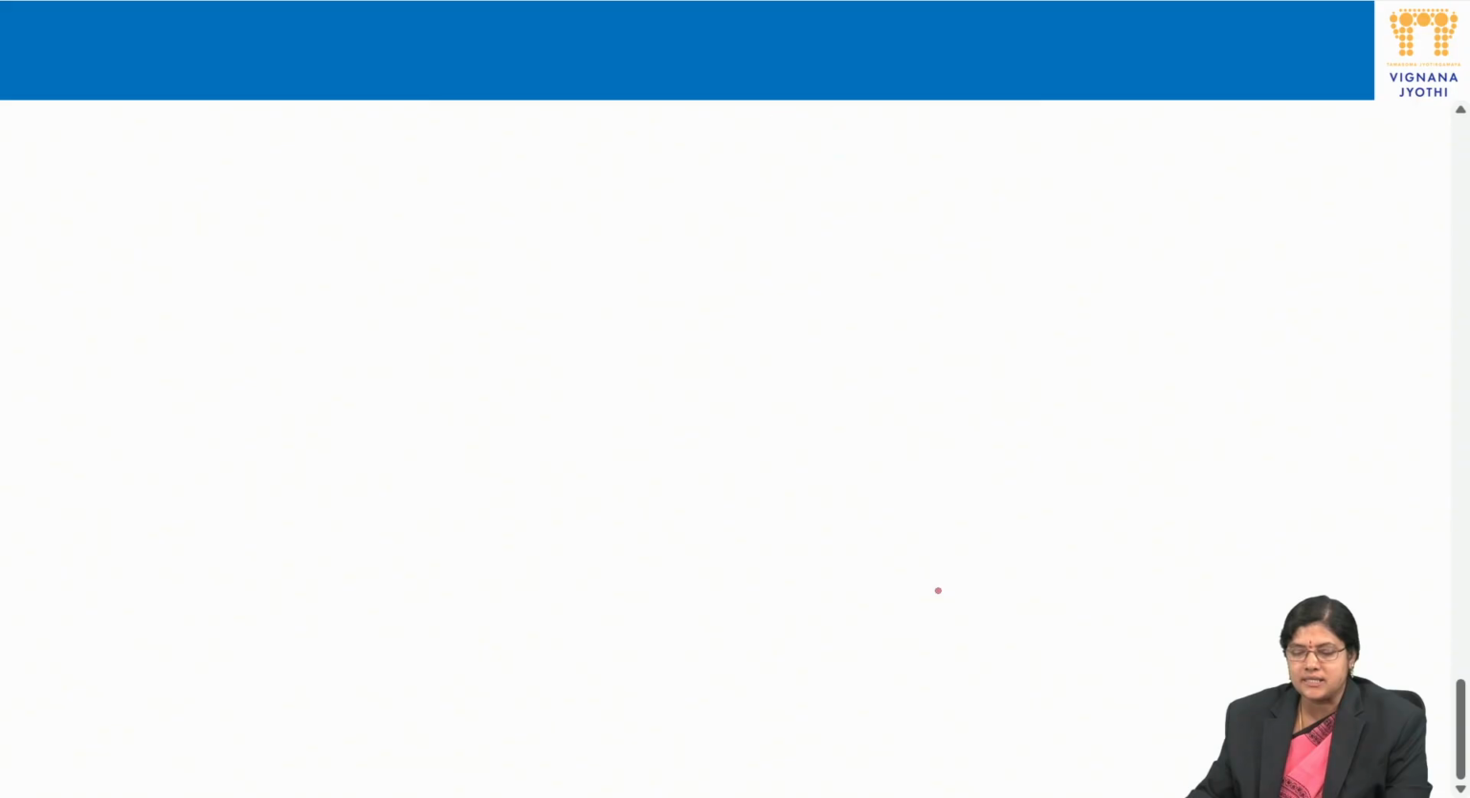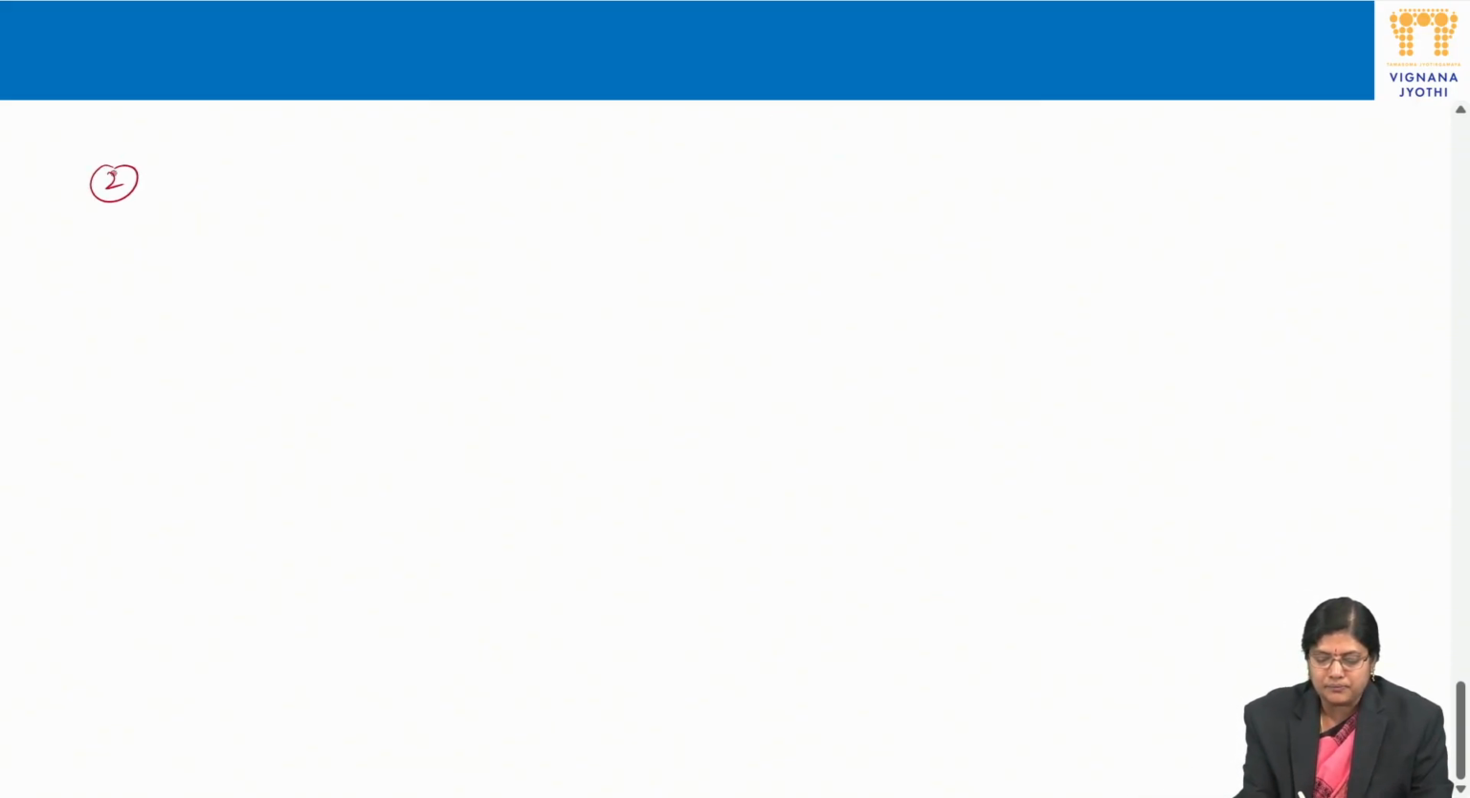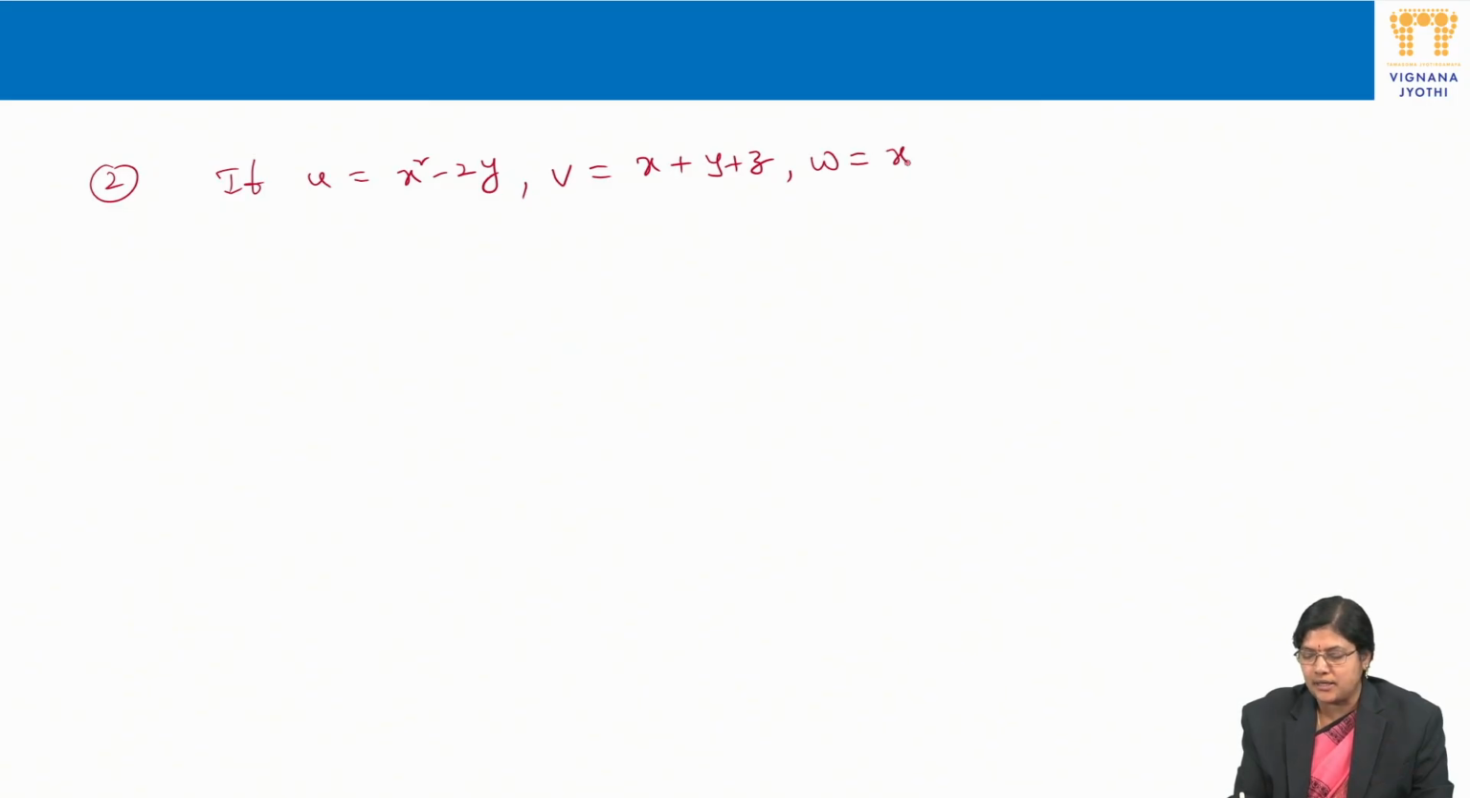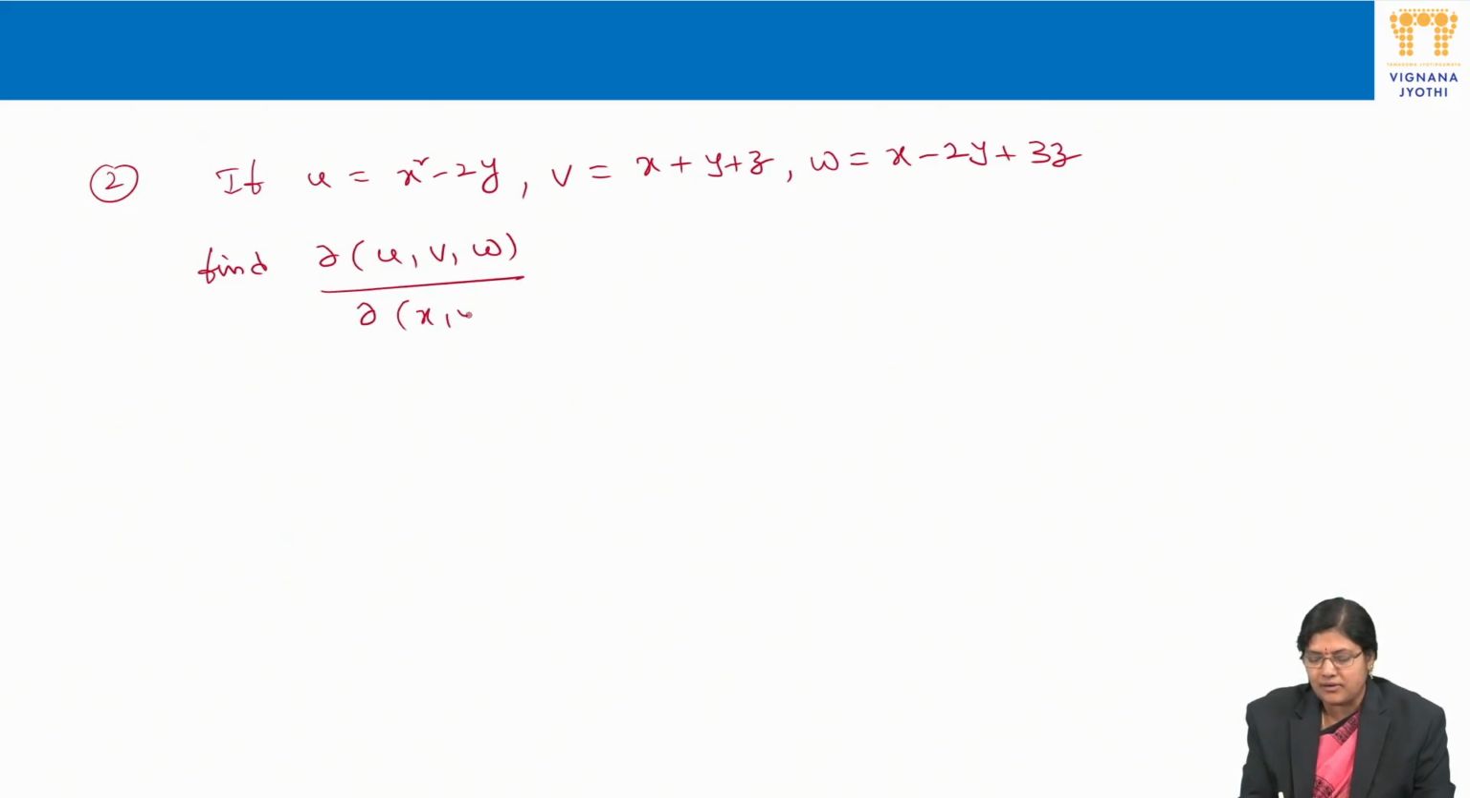Now, I will explain the second problem. If u is equal to x square minus 2y, v is equal to x plus y plus z, w is equal to x minus 2y plus 3z. Find the Jacobian of u comma v comma w with respect to x comma y comma z.